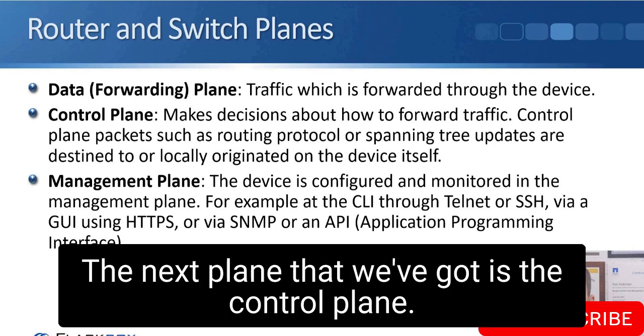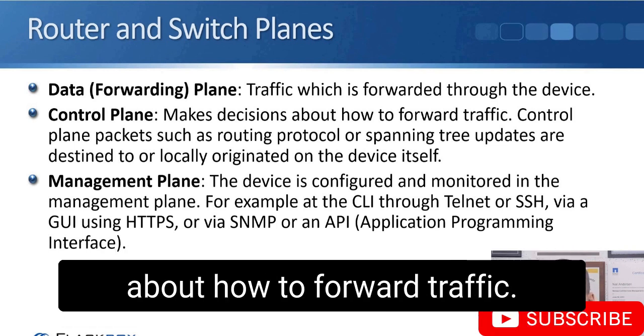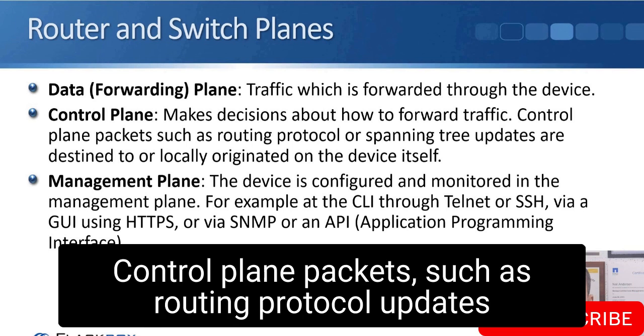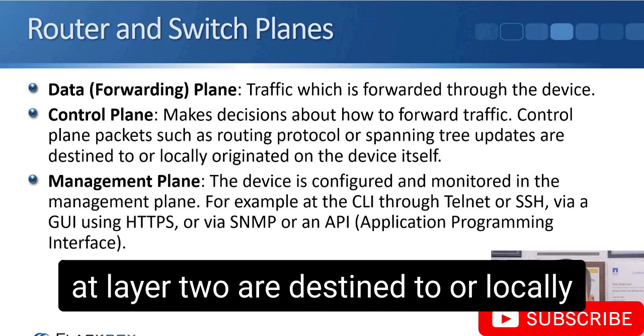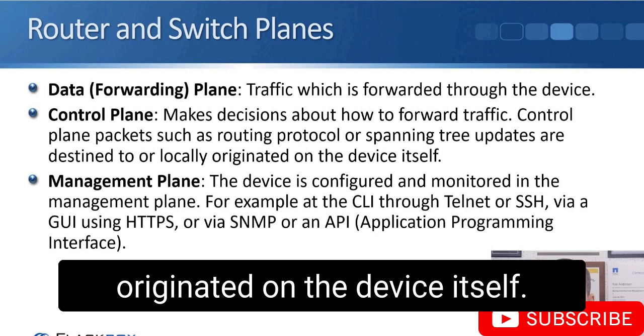The next plane that we've got is the control plane. The control plane makes decisions about how to forward traffic. Control plane packets such as routing protocol updates at layer 3 or spanning tree updates at layer 2 are destined to or locally originated on the device itself.